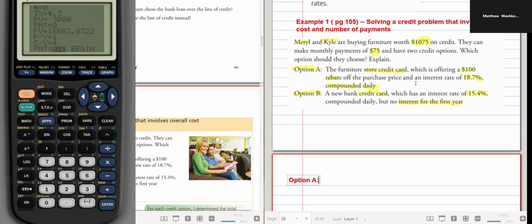Interest rate. We're going to start with option A, so this was an 18.7% interest rate. The present value here was negative 975, because remember, I'm taking $100 off, so I only have $975 that I'm borrowing now. I know my payments are going to be 75 bucks. I know my future value: what should this loan be valued at the end of this? $0. Payments per year, I'm doing 12. How many times does it compound a year? Daily, so 365. So what am I trying to find? I'm trying to find how long this is going to run on for.